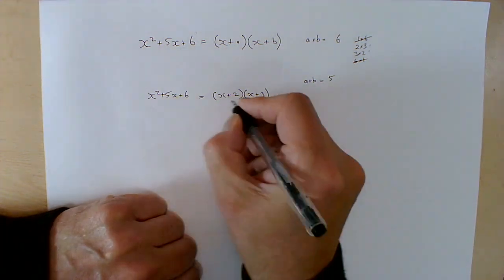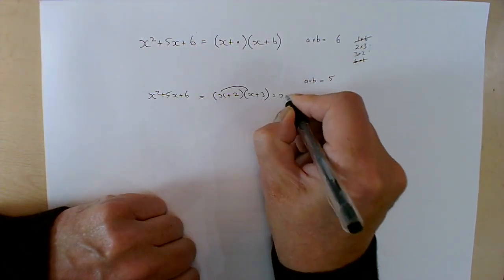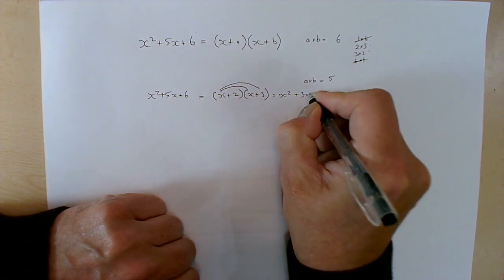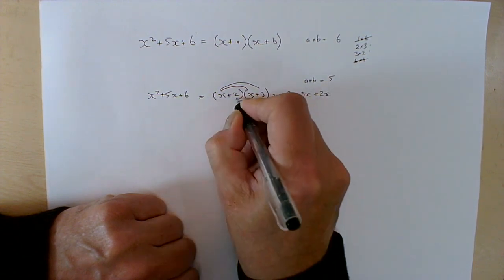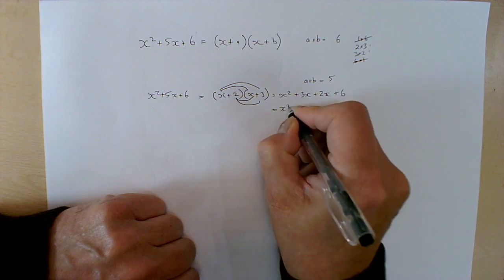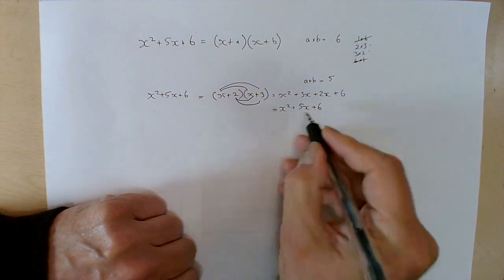And if we expand this out to prove that, x squared plus 3x plus 2x plus 6, we can show that they're exactly the same.